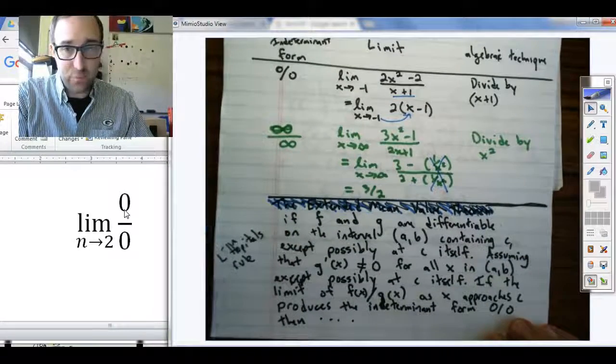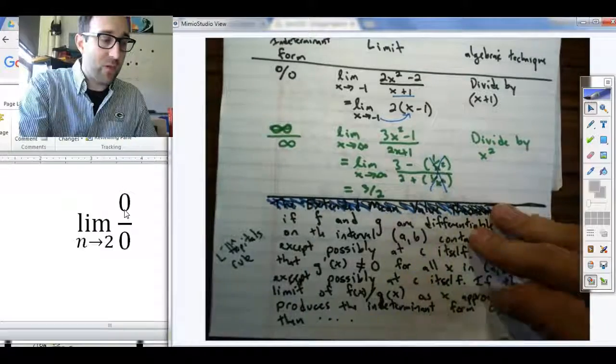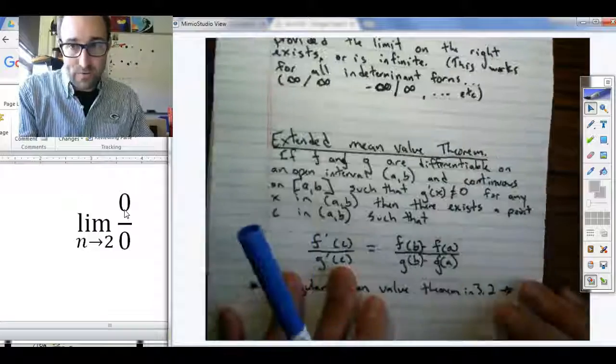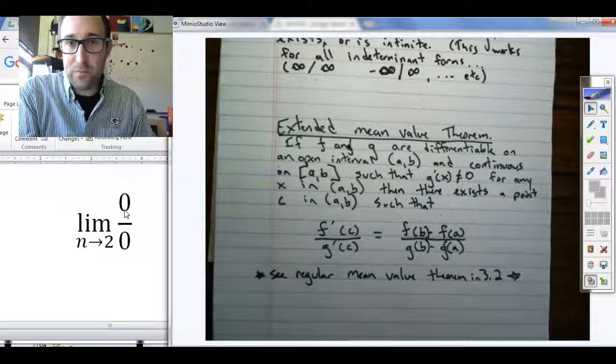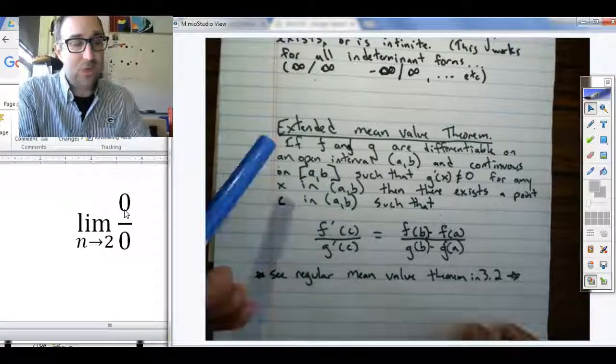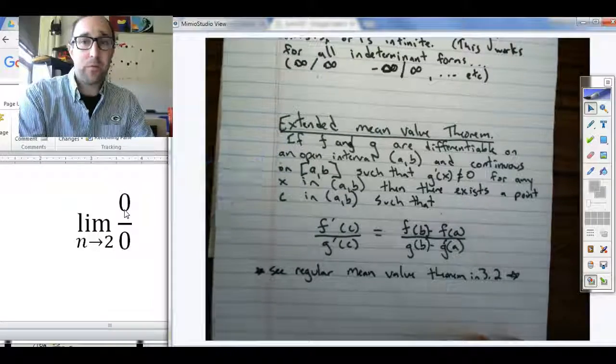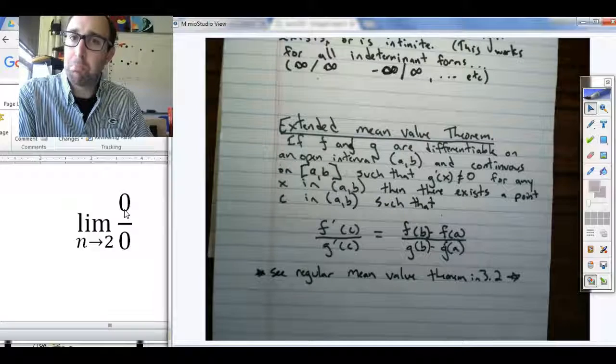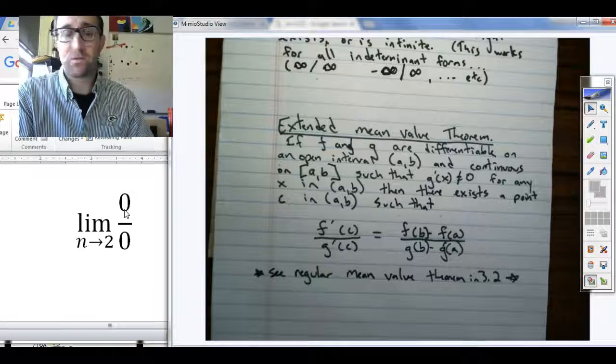And L'Hopital's rule, actually, you know what? We're going to do something before that. We're actually going to go to the extended mean value theorem. You might say, Mr. Bartman, we haven't learned the mean value theorem yet. You're right, you haven't. But we're going to do the extended mean value theorem, so that when we come back to it in section 3.2, you say, oh, I've seen that before. That Mr. Bartman, he's so smart.